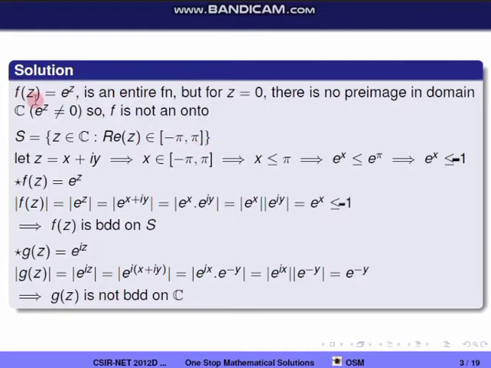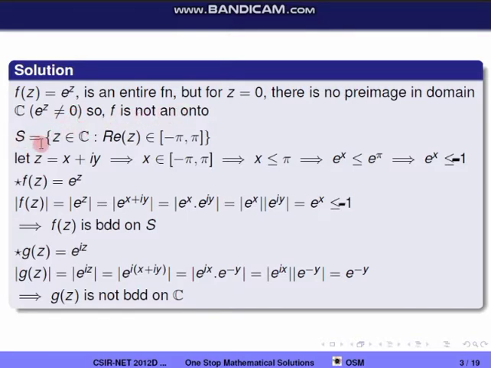So we are given f of z equal to e^z, and we know the exponential function is always an entire function. But for z equal to 0, there is no preimage in the domain C because e^z is never 0. So f cannot be an onto function.